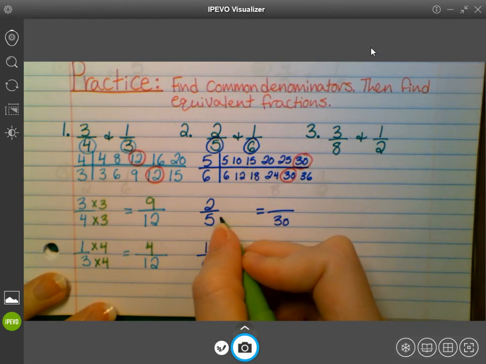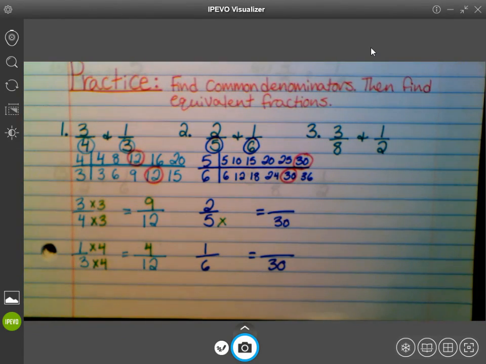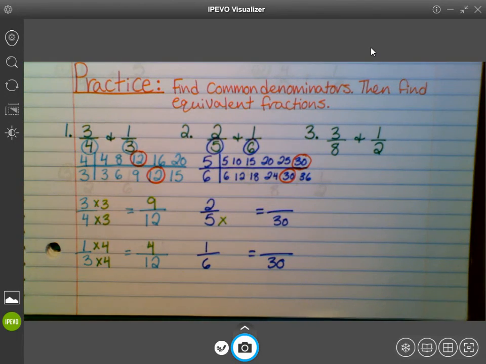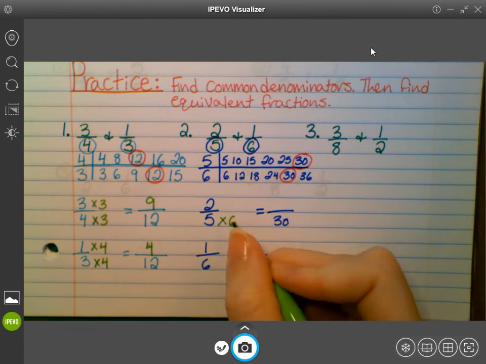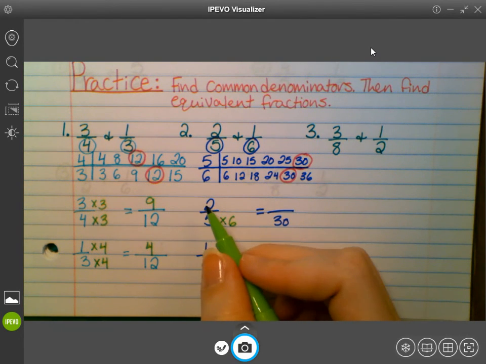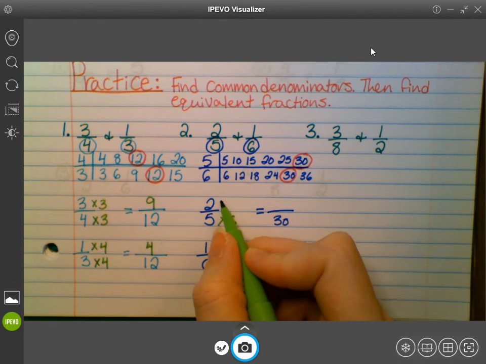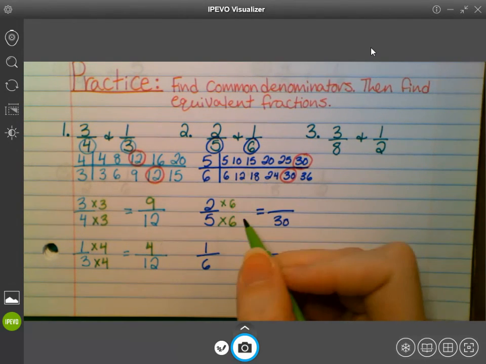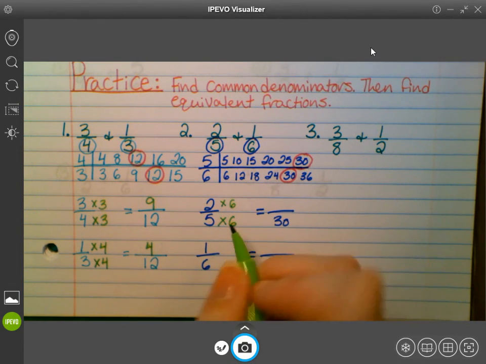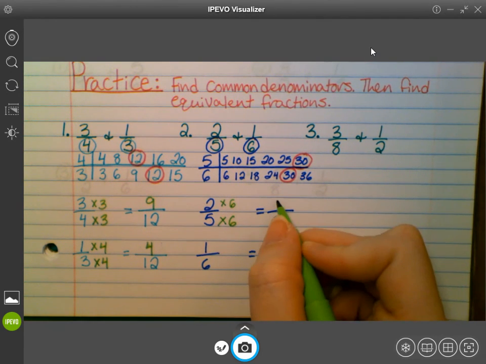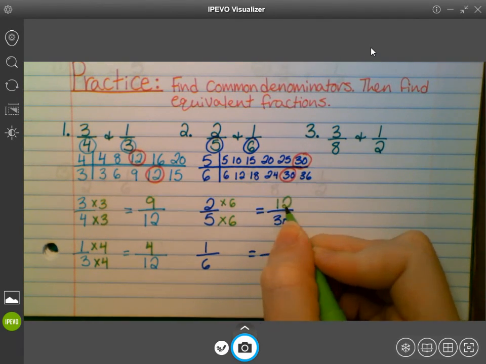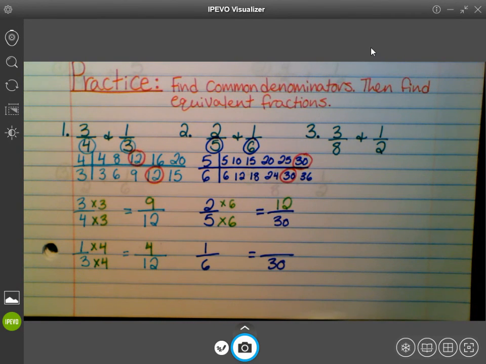5 times what equals 30? Show me on your hands. 5 times what equals 30? Times 6. Exactly. Whatever I do to the denominator, I have to do to the numerator. And you might get sick of me saying that, but 5th grade, it is the truth, and I want you to remember it. So 5 times 6 equals 30. 2 times 6 equals 12. So 12/30 is my first fraction.